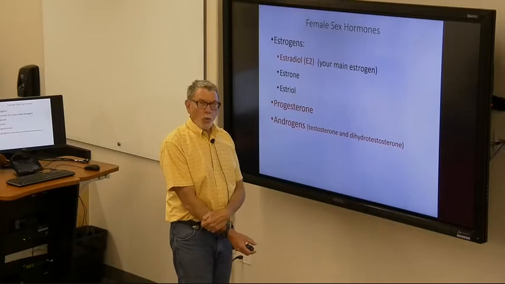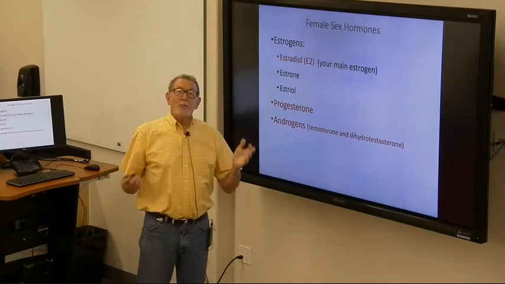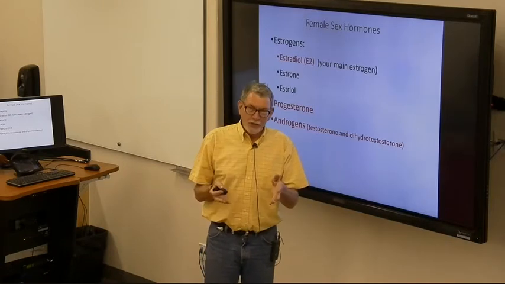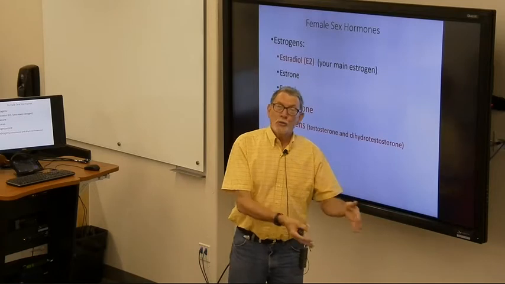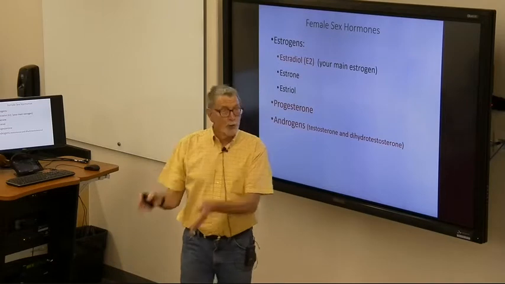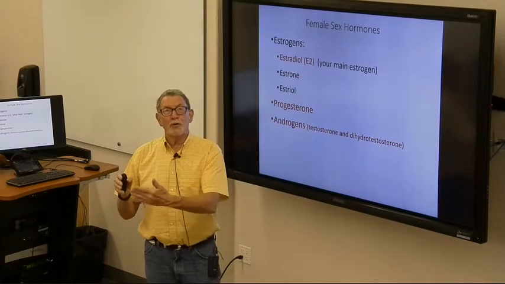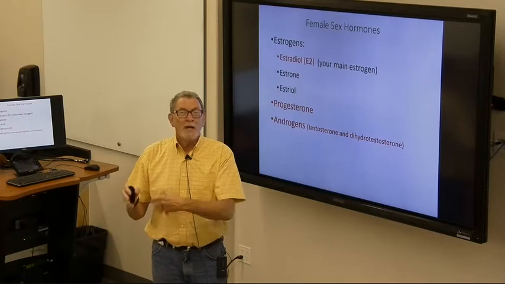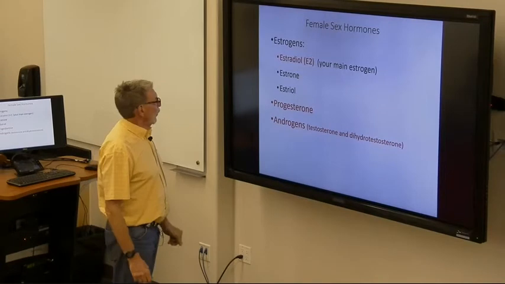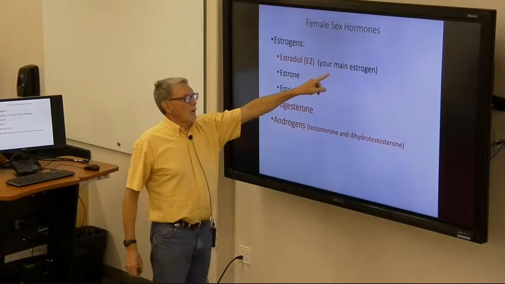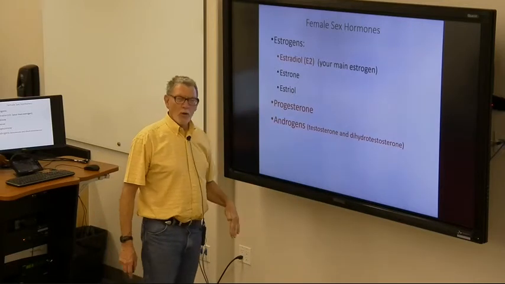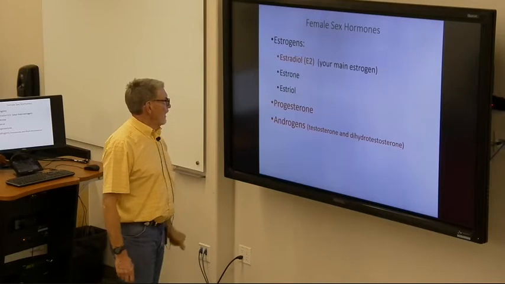The main female sex hormones are your estrogens. Actually, they're made from testosterone. Testosterone starts everything. You make testosterone. If you're a female, you convert most of it into your estrogens. You keep some. With a male, you keep it mostly as testosterone and convert some of it into dihydrotestosterone instead of converting it into estrogens. And that's the way you differentiate your hormones. Estradiol is your main estrogen. Estrone and estriol are in smaller amounts.